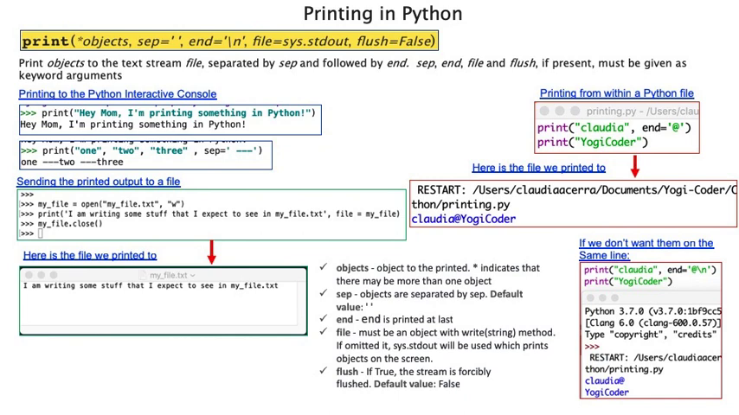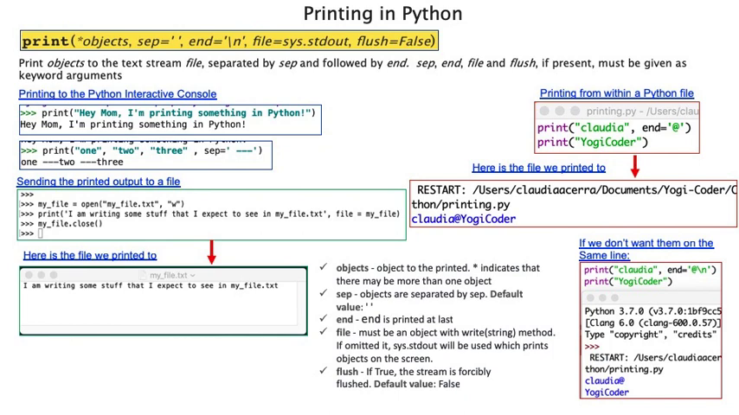So you don't need to use that. That's not a required element of the print statement. And then end is printed at last. So it's the last thing that gets printed, appended to your object that you want to print out. File must be an object with write string method, and that's exactly how we used it here in our example. If omitted, standard out will be used, which prints objects onto the screen, right? So if we don't explicitly tell it to print to a file, it's going to just print to our screen.